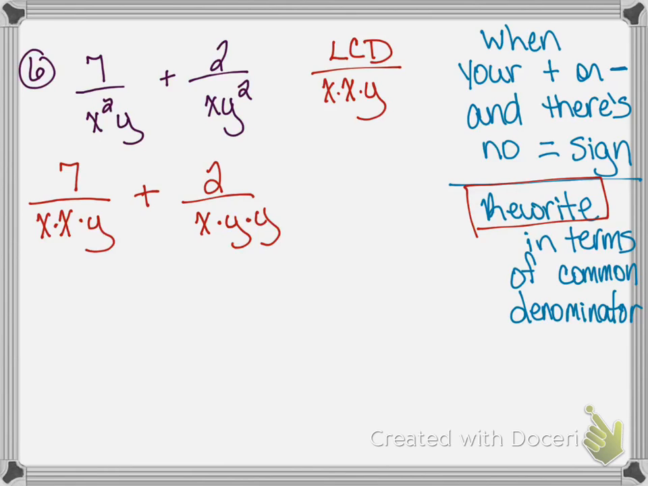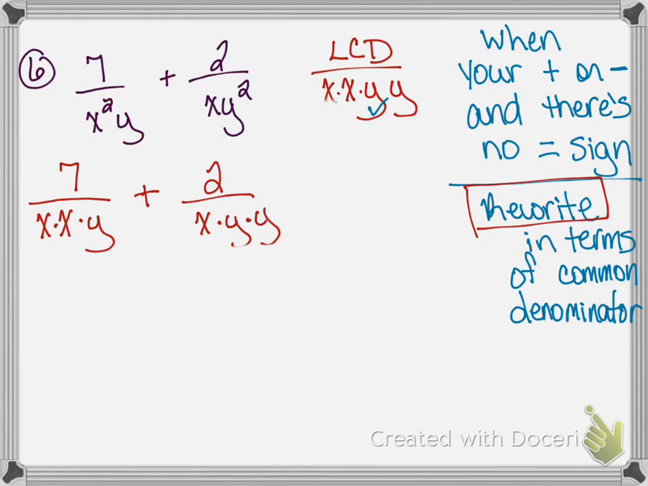Now, I've got this x covered, and I've got one of my y's covered, but what am I missing? I'm missing another y. So I need to account for this y right here. Do you see how in one denominator I've got x squared? So that means in my common denominator I have to have x squared. Then in my other denominator I have y squared. So that means in my common denominator I have to have y squared. Now, I'm going to look at each individual denominator.